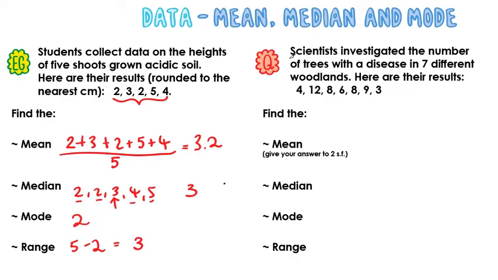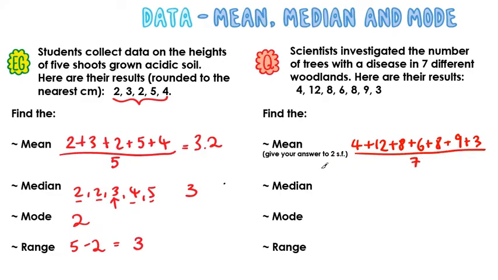Ready? Scientists investigated the number of trees with the disease in 7 different woodlands. Here are their results. Find the mean and give your answer to 2 significant figures. So we're going to add up all of our numbers. Just a reminder, even if you do it in your head, always check it on a calculator because you never know, with that exam pressure, you can make a mistake.